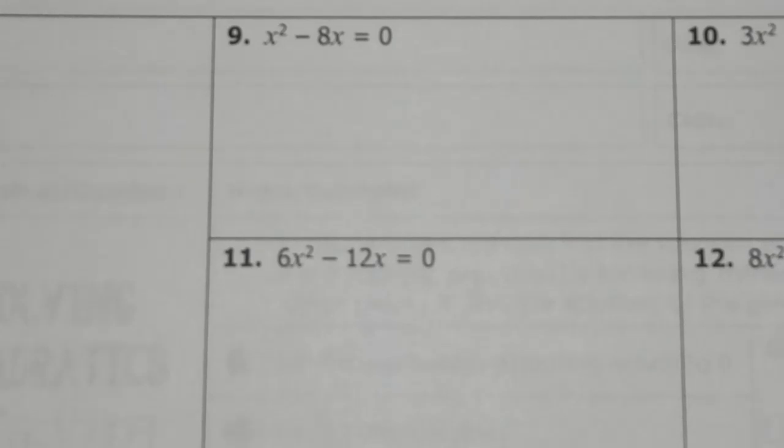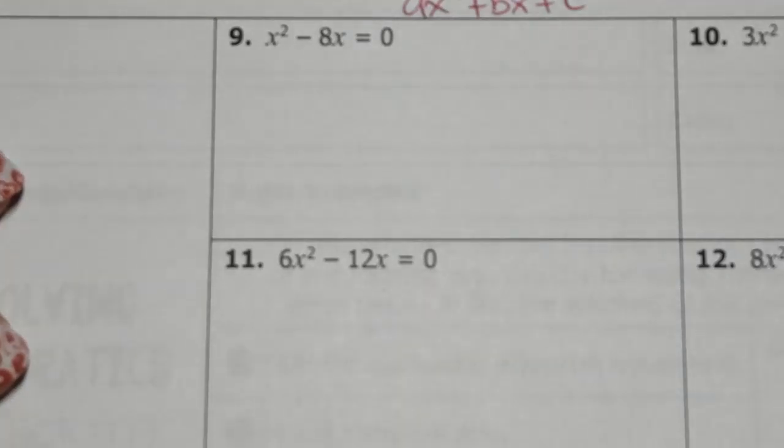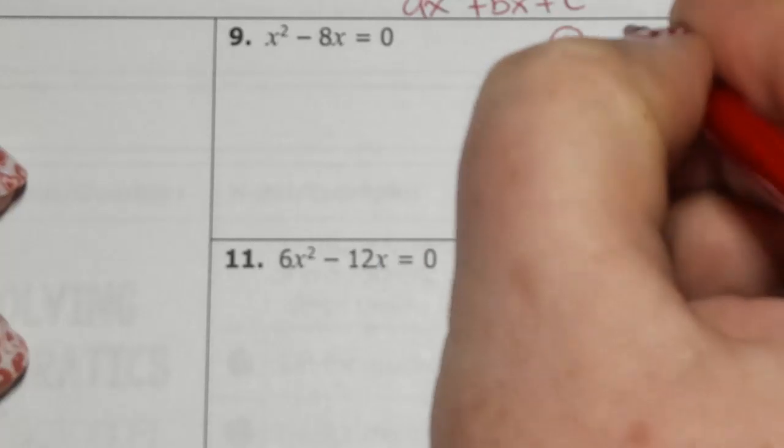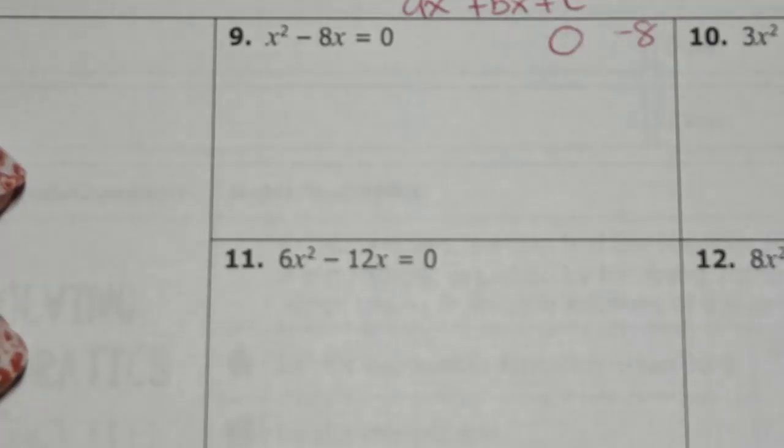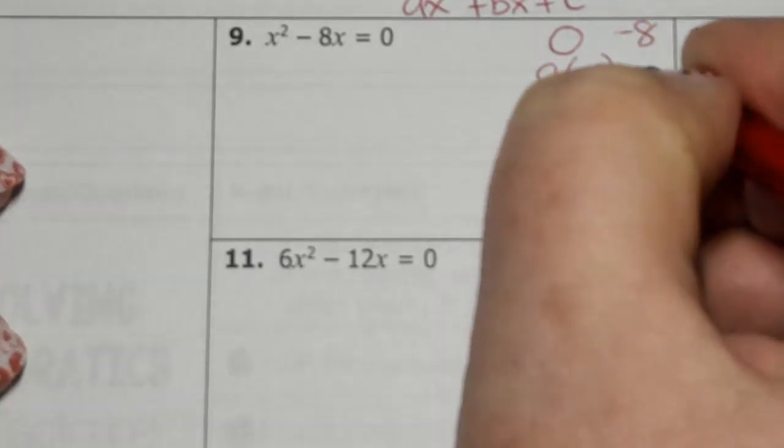So when we factor this, we're not going to use the whole a times c, because guess what? There is no c. If you do a times c, your constant term, there is no constant term, you're going to get 0. So we would need factors of 0 that add up to -8. And I think that pretty much makes, oh, that does kind of make sense. You could do 0 times -8, that gives you 0, and 0 plus -8.